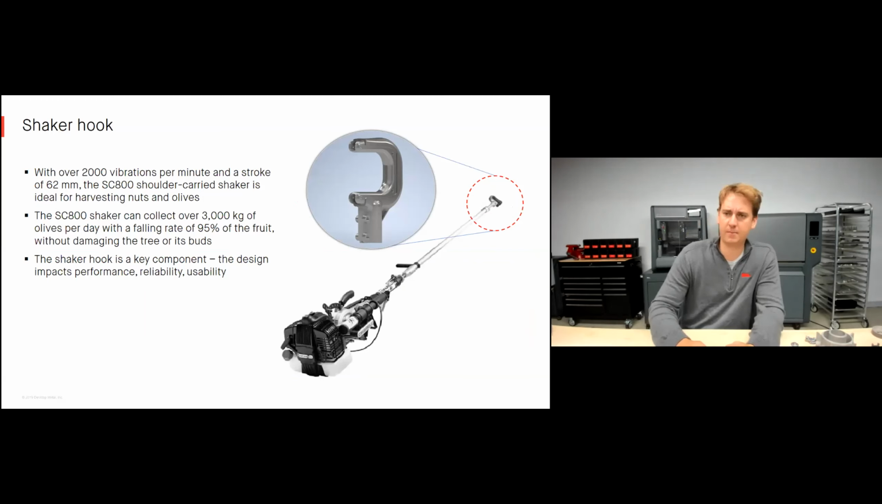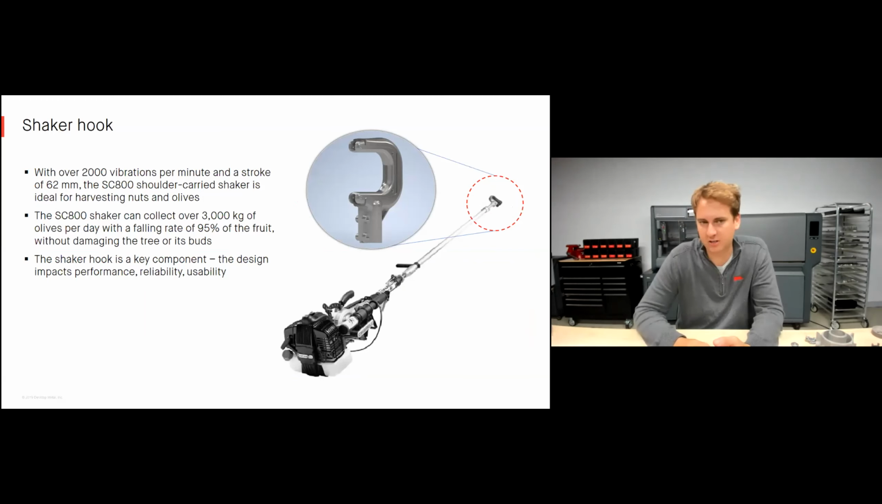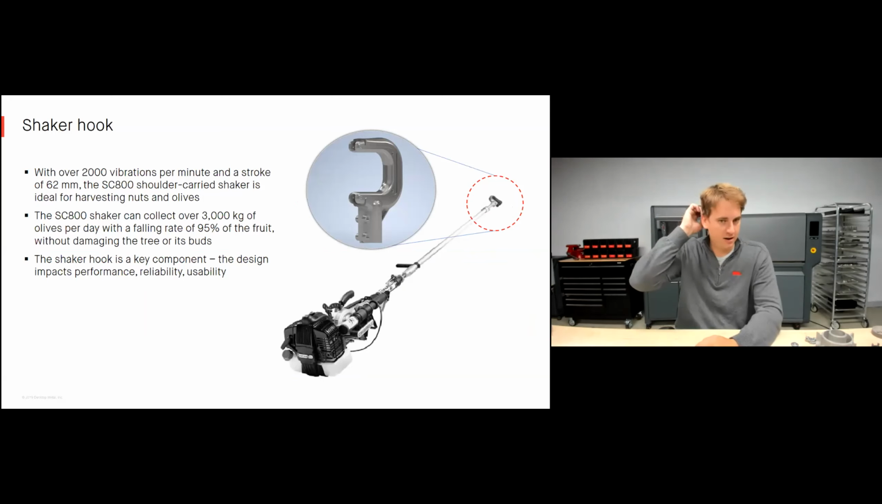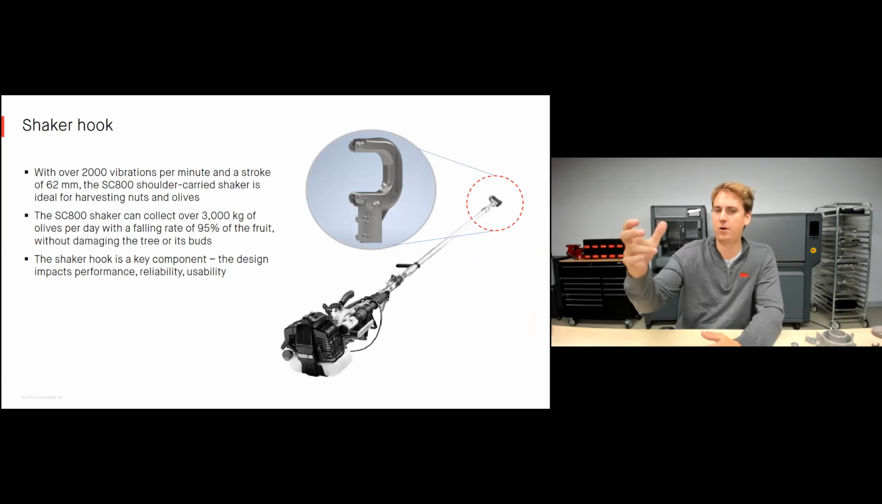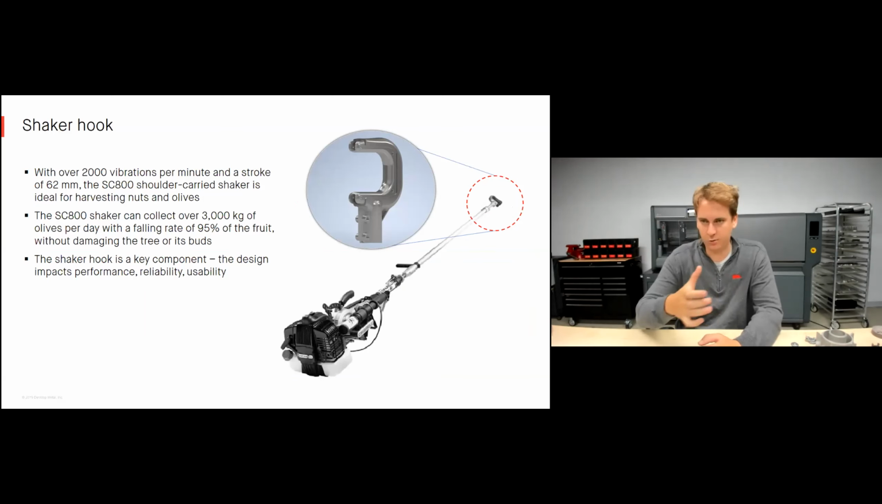This shaker hook vibrates about 2,000 times per minute, has a stroke of about 62 millimeters, and is used for harvesting nuts and olives. The shaker hook can collect over 3,000 kilograms of olives per day with a falling rate of 95%. That means it's going to be able to get 95% of the fruit off the tree without damaging the tree or any of its buds.